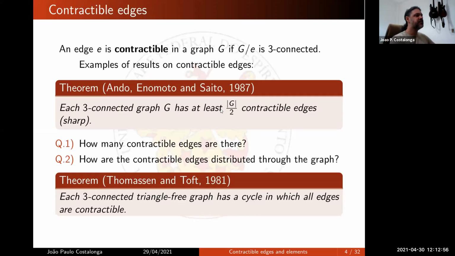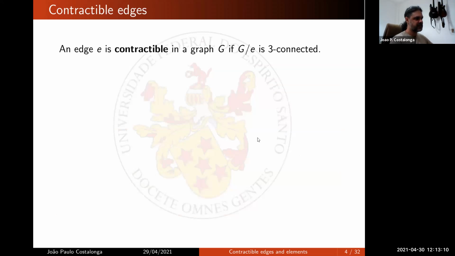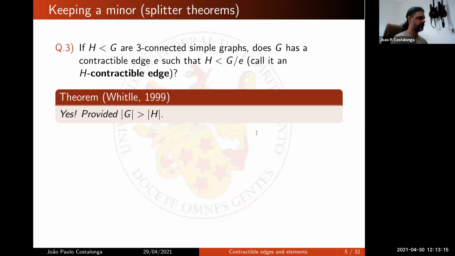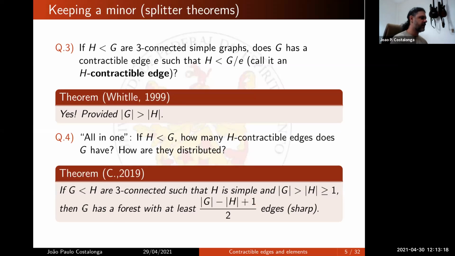When you consider H to be a graph with a single vertex and no edges, we have exactly this number of contractible edges, with the additional information that they are in a forest. So in addition, those edges from the previous theorem, you can pick them in a forest. But okay, this is not the main result, just a motivation. The main result will require a lot of definitions.